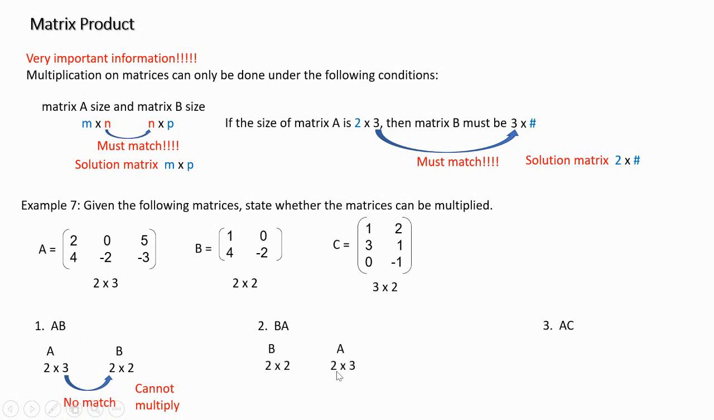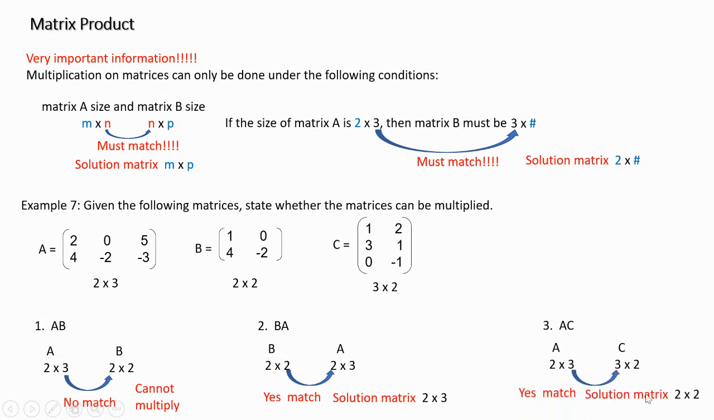B is a 2 by 2 and A is a 2 by 3. You see the two numbers in the middle? They match. So yes, it can be done. And the solution will be a 2 by 3 matrix. How about A times C? A is a 2 by 3 and C is a 3 by 2. So yes, again, it can be done because the numbers in the middle match. And the answer will be a 2 by 2 matrix.